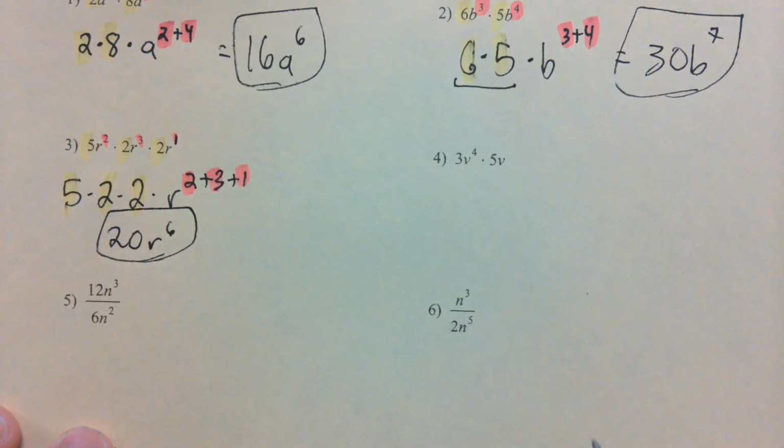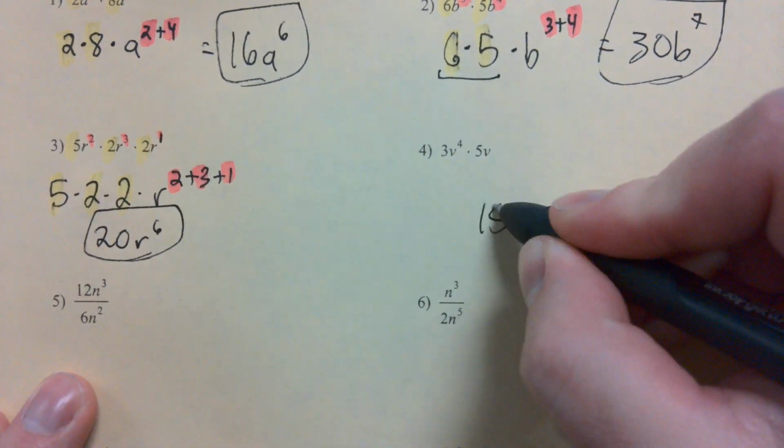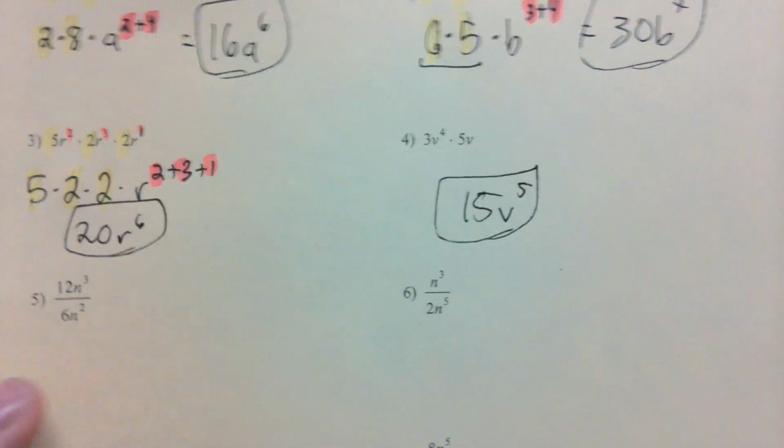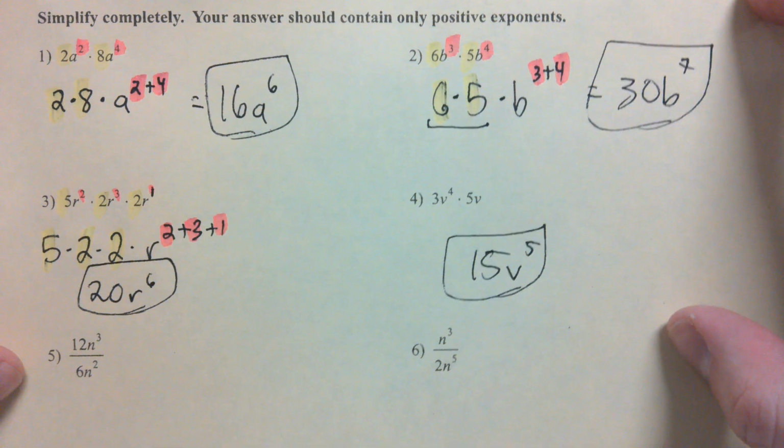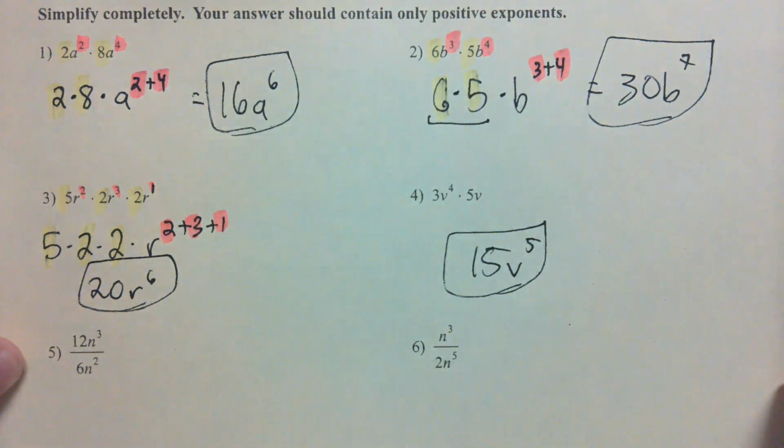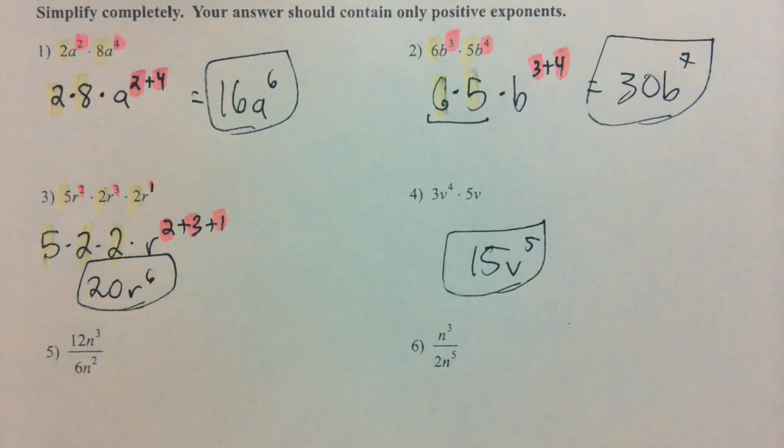And if we follow that same pattern for number 4, we should get 15V to the 5th power. Give me a thumbs up. All 4 of those product rule problems look right to you. Anybody? Good, okay. It's a lot of us, almost all of us. And again, if you notice where you made an error, that's great. Just add that note in red, okay?